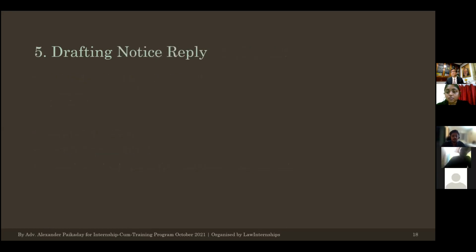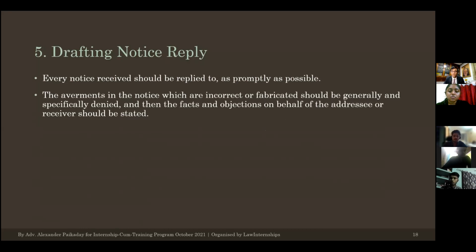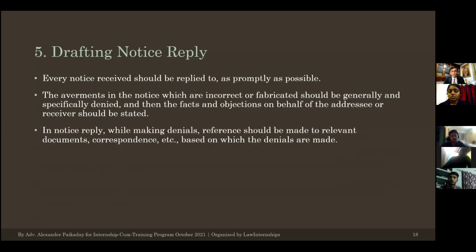Now, while drafting the notice, the reply notice is also a very key ingredient, since making the notice is easy, but you should always draft a notice thinking about what the reply could be. While you're replying, you should also follow these steps. Every notice received should be replied to as promptly as possible. The averments in the notice which are incorrect or fabricated should be generally or specifically denied. Then the facts and objections on behalf of the addressee or receiver should be stated. In a notice reply, while making denials, reference should be made to relevant documents, correspondence, etc., based on which the denials are made.